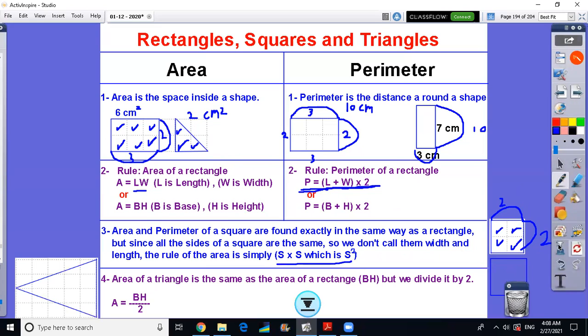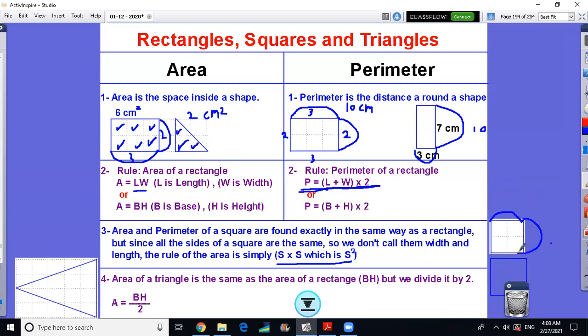If they don't ask you about the rule and they just ask you to calculate the area, it is exactly the same as the rectangle. 2 times 2, which is 4. But if they ask you about the rule, we don't say L times W or LW, we say S times S, which is side multiplied by itself, because both of them have exactly the same length. That's the rule. S times S, which is just S squared.